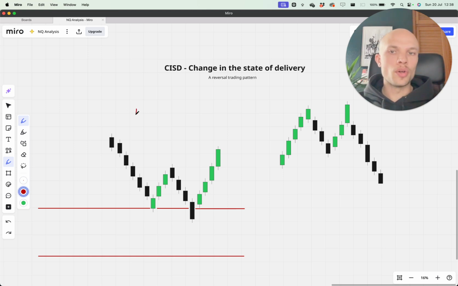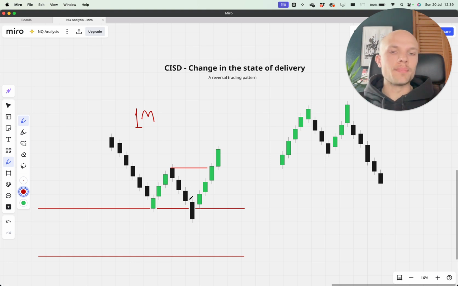This will be on the 1 minute time frame, for example, because a 5 minute change in state of delivery will take a lot longer than a 1 minute change in state of delivery, in theory. So we want to see a move down into a PD array, a retracement, a move back down to sweep this level of liquidity here. And this is where the change in state of delivery comes in. What we want to see is a close above the candle high on the series of down close candles that swept the level. Does that make sense?